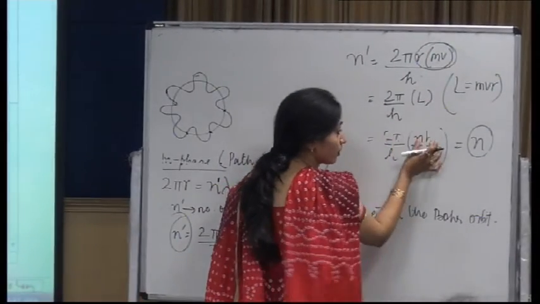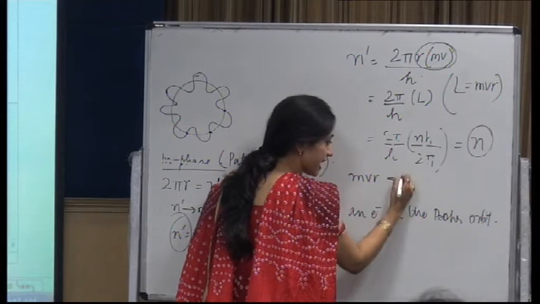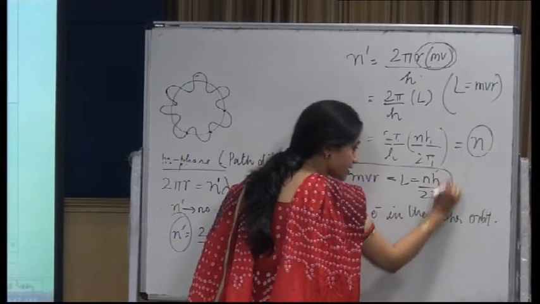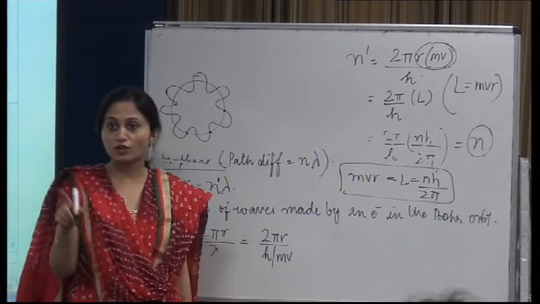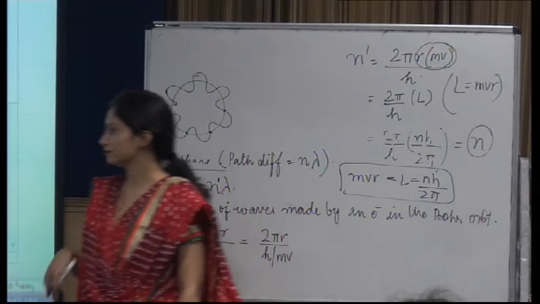L is equal to nh upon 2 pi. Why? Because mvr, which is L, is equal to nh upon 2 pi. What is this? The quantization of the angular momentum according to Bohr's model.